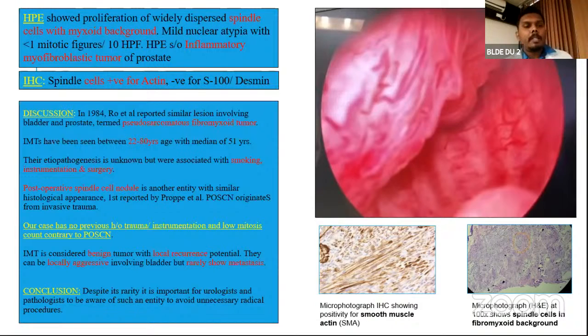So inflammatory myofibroblastic tumor is considered to be a benign tumor with local recurrence potential. They can be locally aggressive involving the bladder, but rarely show metastasis. So to conclude, despite its rarity, it is important for urologists and pathologists to be aware of such an entity to avoid unnecessary radical procedures of the prostate. And this case is being presented for its rarity. Thank you.